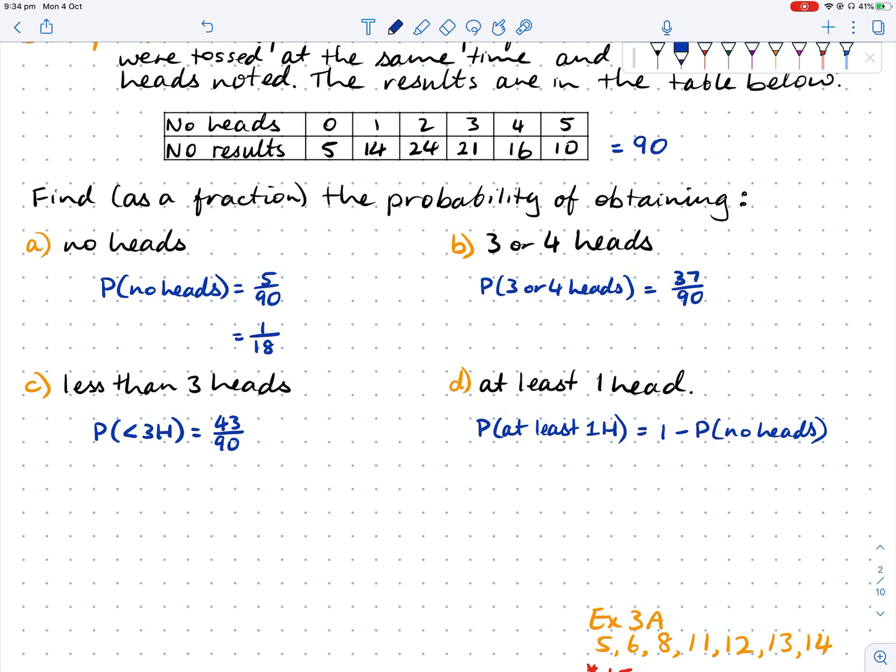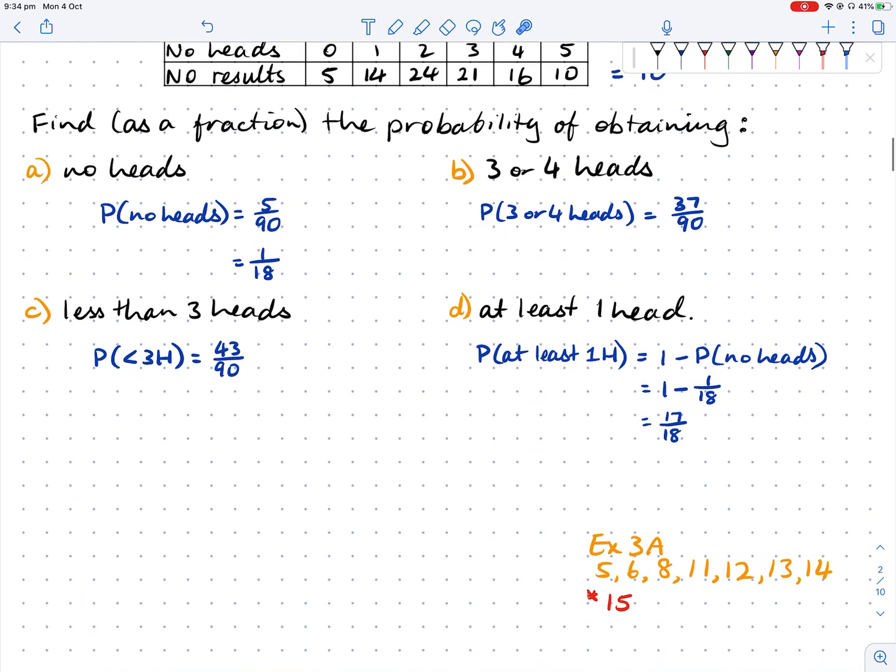Sometimes that's a much easier calculation to do. Or in the case of this, what you could do is you could add all these together and put it over 90. If we work it out this way, we've already worked out the no heads probability, which is over here. So 1 minus 1 over 18, and that'll give you 17 over 18. Hopefully, if you add together all of these results and divide that by 90, you should get the same answer there.